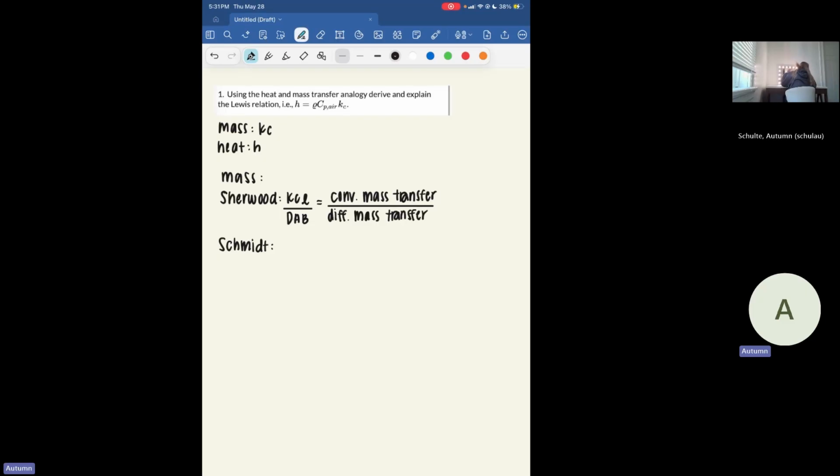For our Schmidt number, that is going to be the viscosity divided by the density multiplied by the diffusion coefficient of components A through B. In word terms, this is the momentum diffusivity divided by the mass transfer diffusivity.